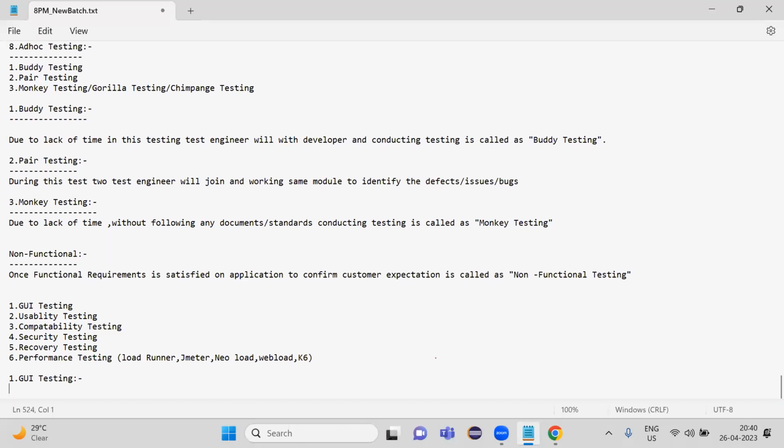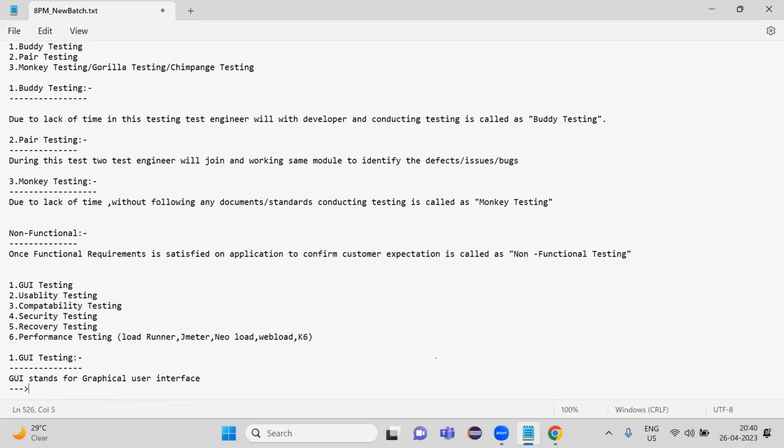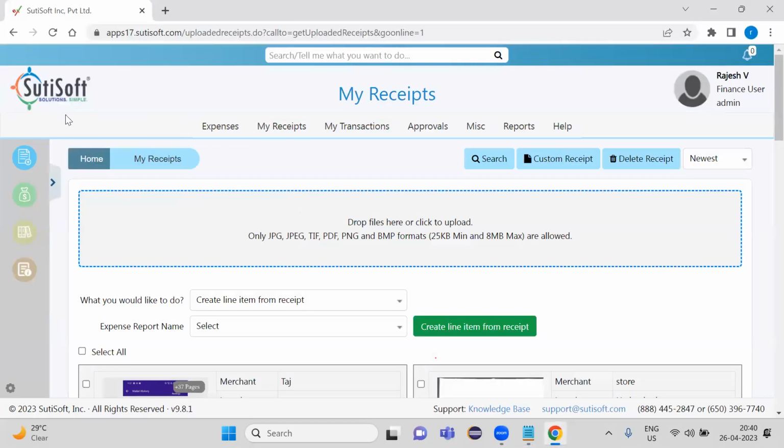Okay, GUI testing. Here what is meant by GUI testing? Can anyone? Graphical user interface. User interface. GUI stands for graphical user interface. Okay, in this type of testing, what are you going to conduct, guys? User interface is nothing but designing. We have to concentrate on the designing part. Clear? We have to check whether logos are correct or not.